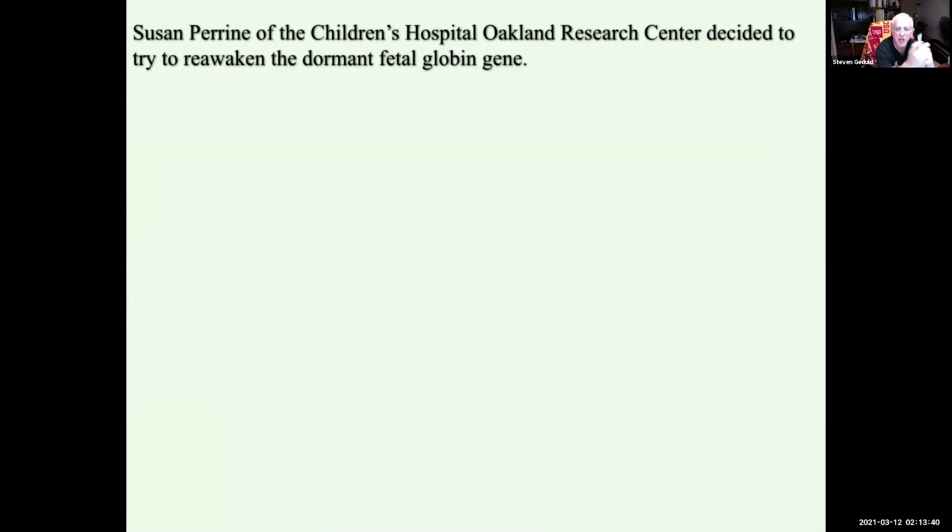So Susan Perrin at the Children's Hospital Oakland Research Center decided to try to reawaken the dormant fetal globin gene. Remember what happens when the baby's born? It shuts off the fetal globin gene, and then starts producing the beta gene. Remember, it's 2 alpha and 2 beta. Once that fetal gene is shut down, the sickle cell trait comes out, the sickled red blood cells are formed, and the baby has severe anemia. Now, if the fetal gene gets turned back on, you're going to make more of that gamma chain, that fetal chain, and allow a higher affinity for oxygen, so the baby's not going to have anemia as it grows.